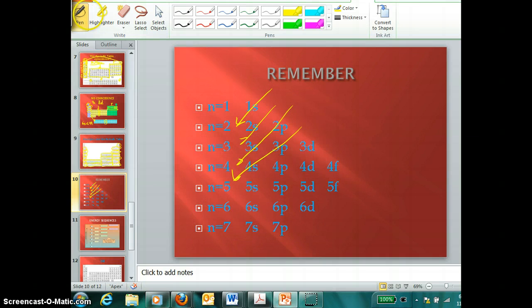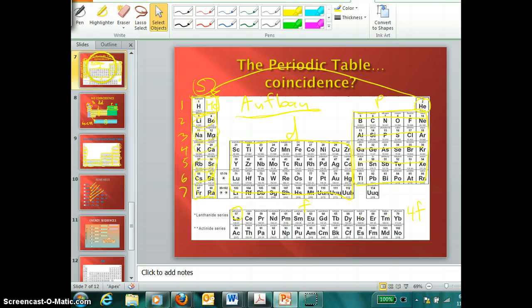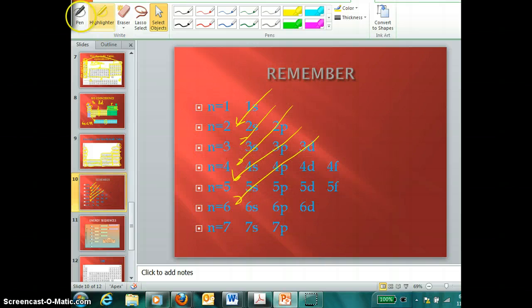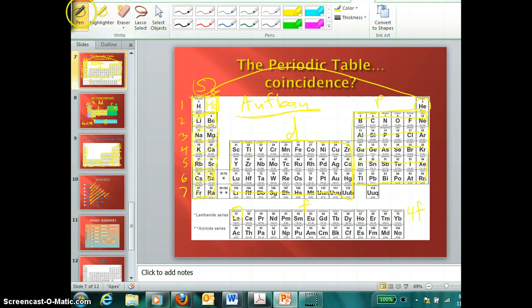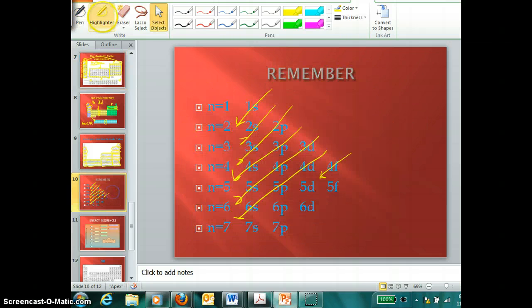So I can see that. After I fill 4s, I go back to 3d, so 3d is higher energy, then 4p, then 5s. And then after 5s, look at your periodic table, after 5s comes 4d. That means after 5s on this diagram, I should go to 4d, then 5p, then 6s. And after you fill the 6s, then you fill the 4f. Again, look at the periodic table. After 6s, 56, comes 57, 4f. And then 5d, 6p, 7s. And then 5f, 6d, 7p.